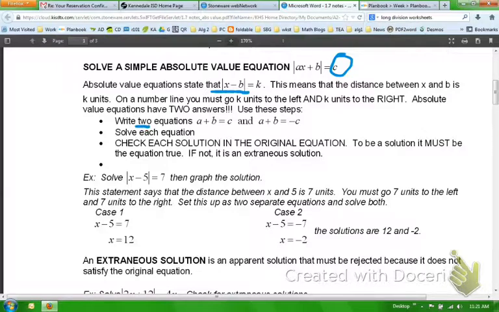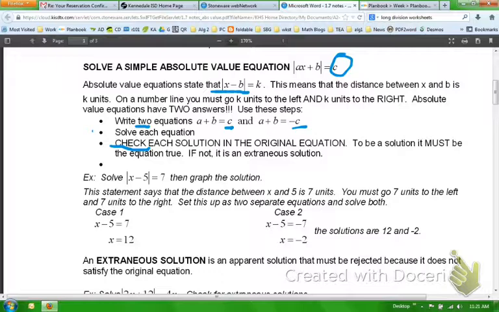The first one deals with going c units in a positive direction. The second deals with going c units in a negative direction. Notice we have no absolute value bars in these. You then solve each equation and check. This is very important. Absolute values can give you an answer that appears to be correct, but when you plug it back in, it gives you an incorrect solution.